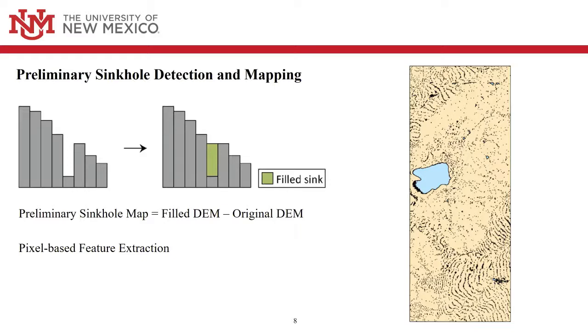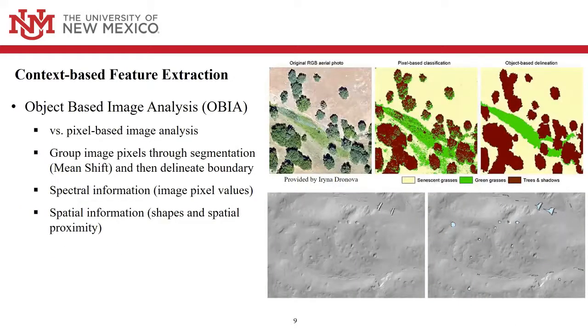So when we do this preliminary sinkhole detection and mapping, we're gonna get a map like on the right-hand side. You can see it's really busy because there are a lot of small sinks that are false positively detected as a sinkhole. So we have to further filter this to improve the results. The next one we are going to use is called context-based feature extraction. Like I said, sinkholes may not exist in certain contexts.